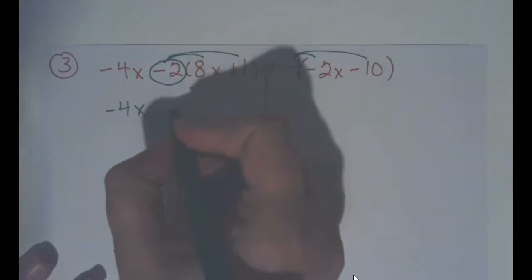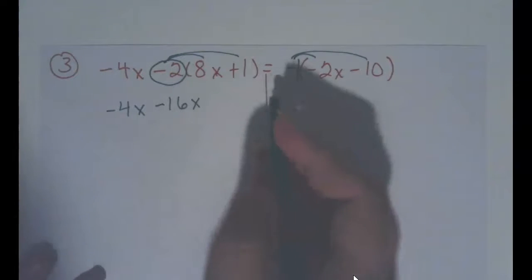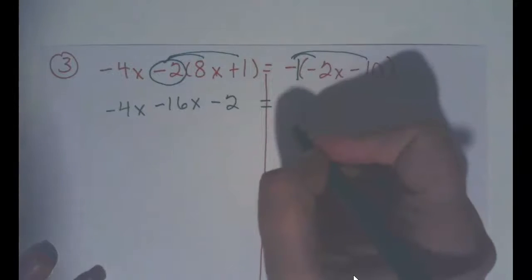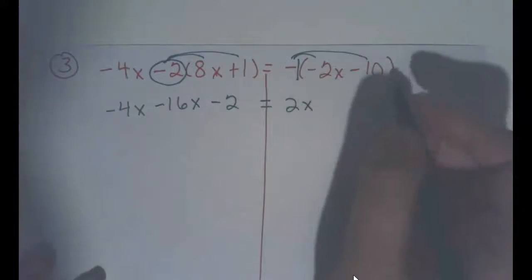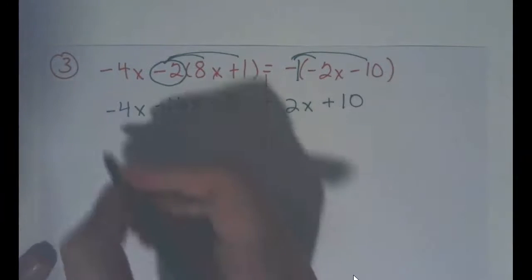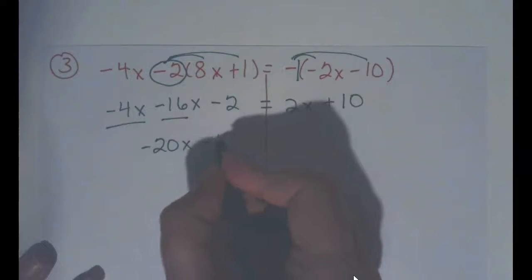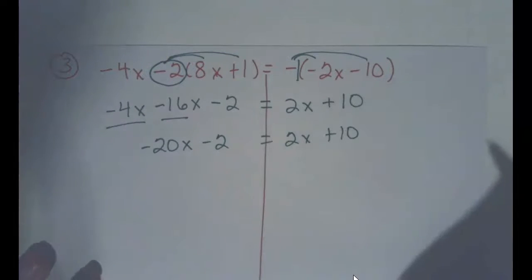Negative 2 times 8x is negative 16x. Negative 2 times 1 is negative 2. Negative 1 times negative 2 is positive 2. And negative 1 times negative 10 is positive 10. I do have some like terms to combine. So negative 20x minus 2 equals 2x plus 10.